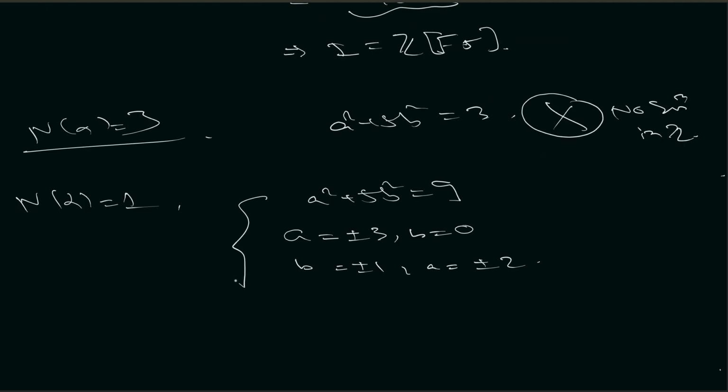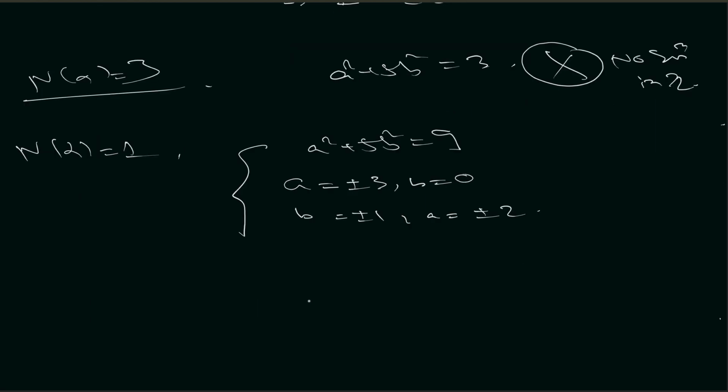a square plus 5b square equals 9: a equal to plus minus 3, b equal to 0. So b equal to plus minus 1, a equal to plus minus 2 is another solution. Okay, so now what can we do? Alpha I have taken from this element. So these are some elements.